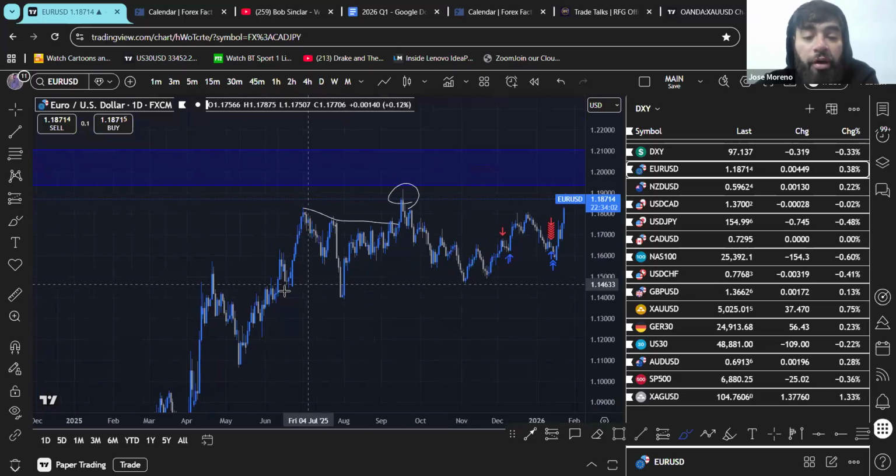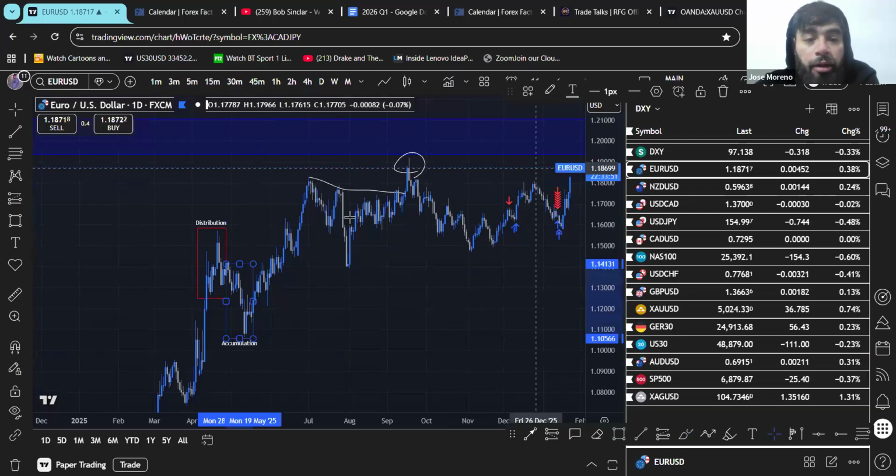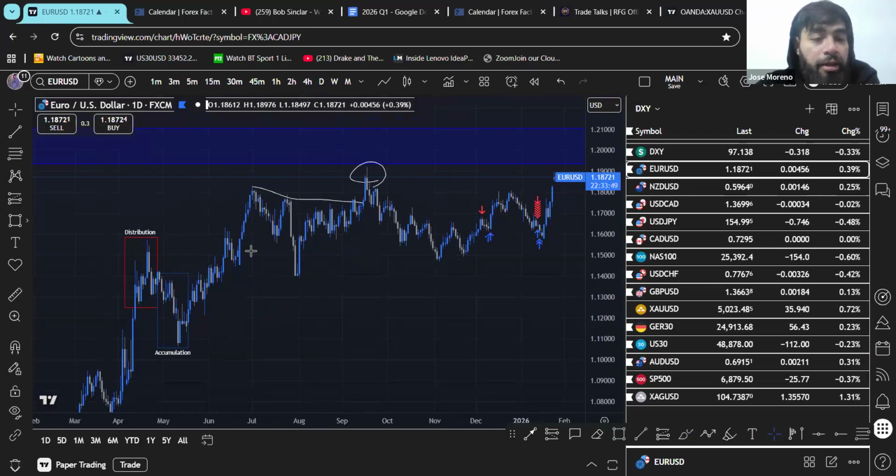If we follow the order flow here, we haven't broken order flow at all, right? I would say from a Wyckoff perspective, here we have our distribution. Our distribution turns into our accumulation right here. Here we have, again, distribution here.